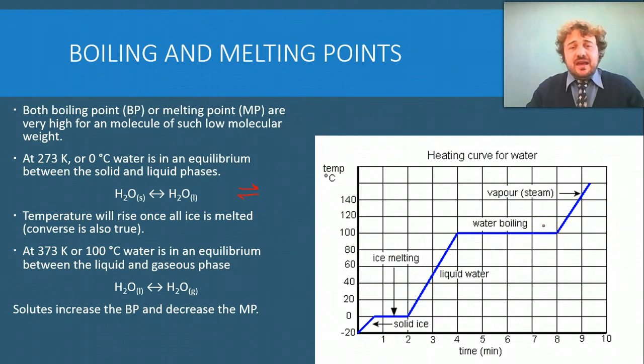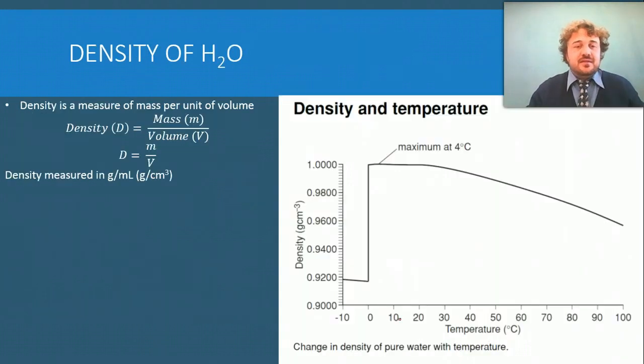Now these are at STP, which is standard temperature and pressure, which is 25 degrees, 1 atmosphere. All right, so interestingly, solutes increase the boiling point, so they move this further that way, and they decrease the melting point, which means they extend it that way. So the liquid phase extends.